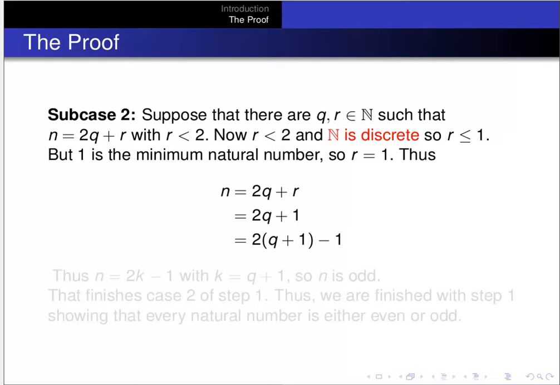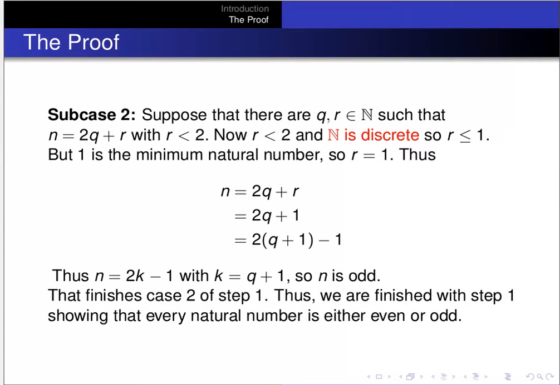Now 2q plus 1 is almost our definition of an odd number, but not quite. Remember, our definition of an odd number is it's got to be of the form 2 times something minus 1. So we just do an easy little shift to get it to fit the form that we need over the natural numbers. Notice that 2 times the quantity q plus 1, minus 1, is equal to 2q plus 1. And so that little shift allows us to say that n is of the form 2k minus 1, where k in this case is q plus 1, and the 2k minus 1 form is what we defined as being an odd number, so we can conclude that in this subcase, n is odd.